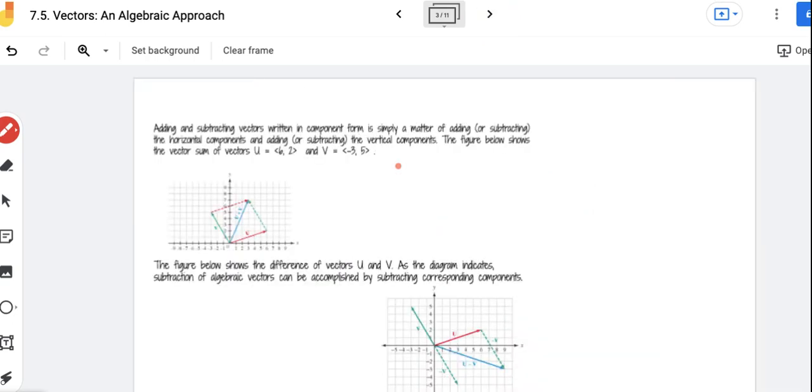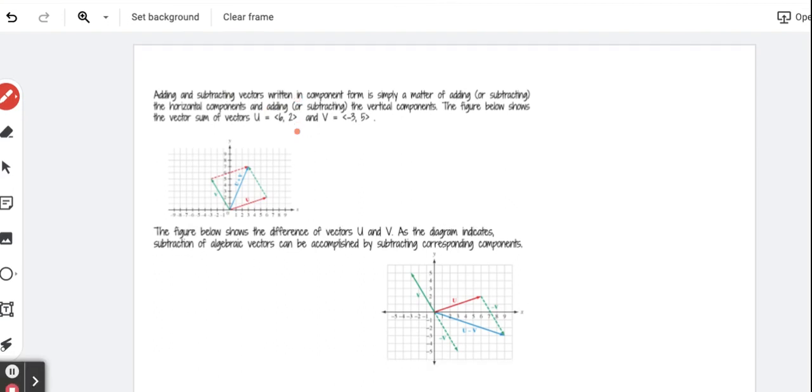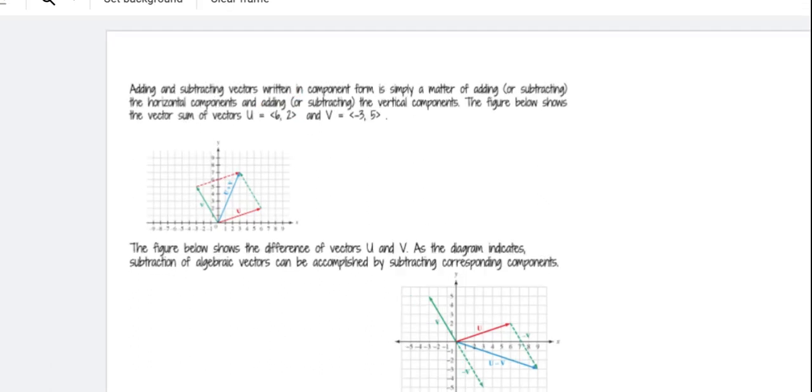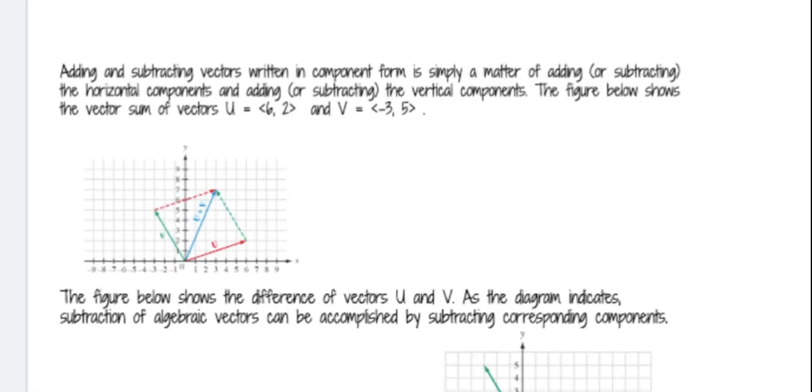So we want to be able to add vectors together and subtract vectors. When you add two vectors or subtract two vectors, the result we call the resultant vector. It says adding and subtracting vectors written in component form is simply a matter of adding or subtracting the horizontal components and adding or subtracting the vertical components. So the good thing is the process is super easy.